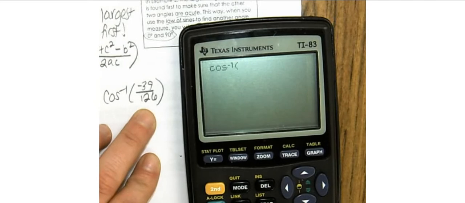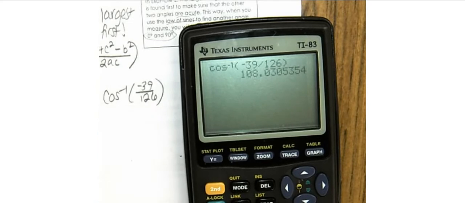So I'm going to go negative 39 divided by 126. I'm going to take the cosine inverse of that fraction, and I end up with my answer being 108. We want to round this to the nearest whole number. So I found that the measure of angle B is equal to 108 degrees.